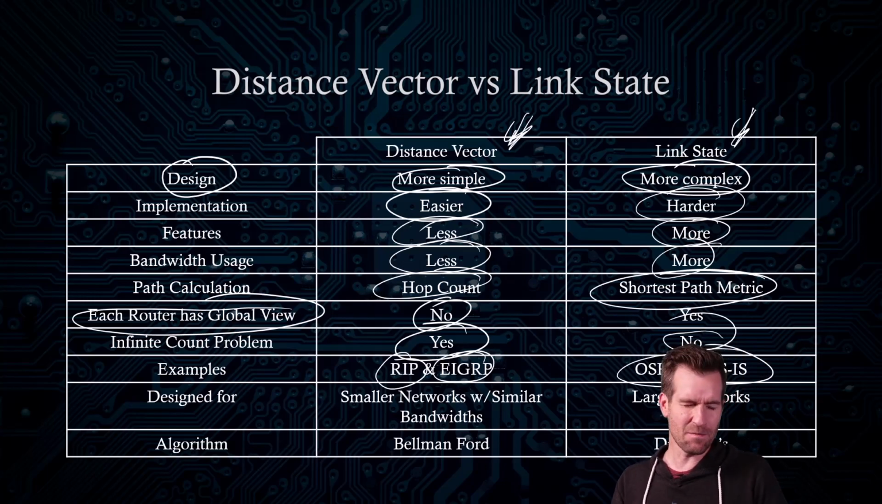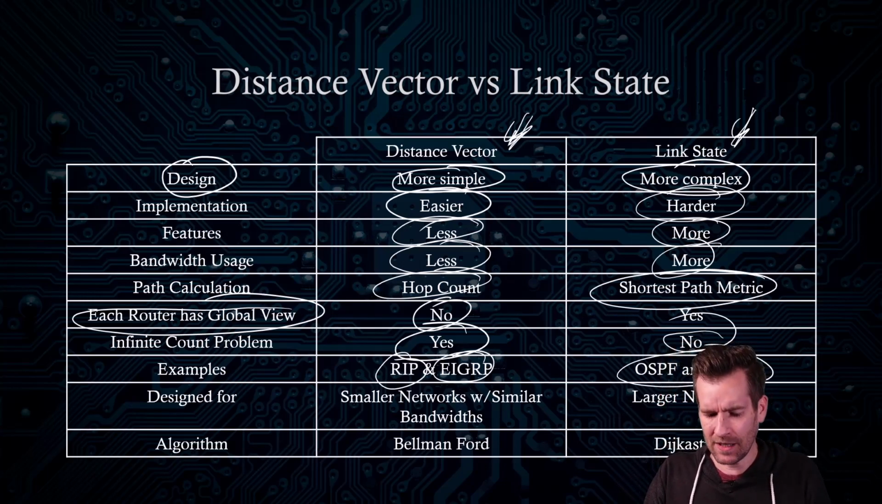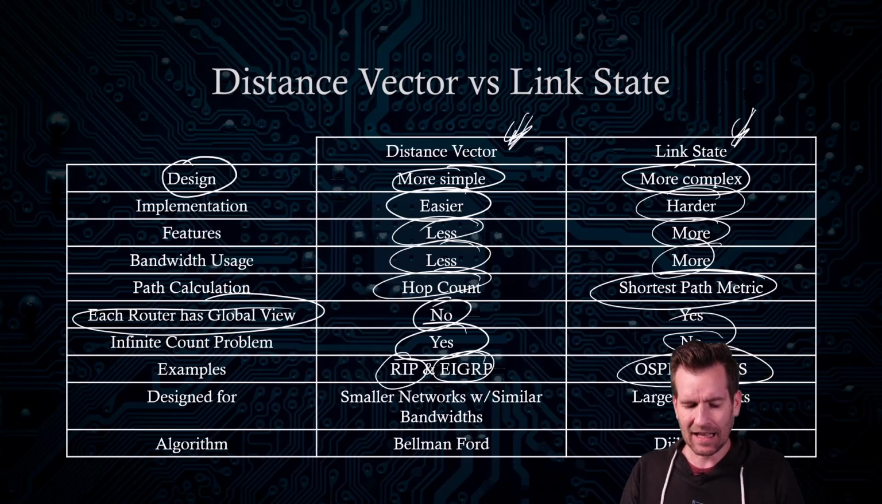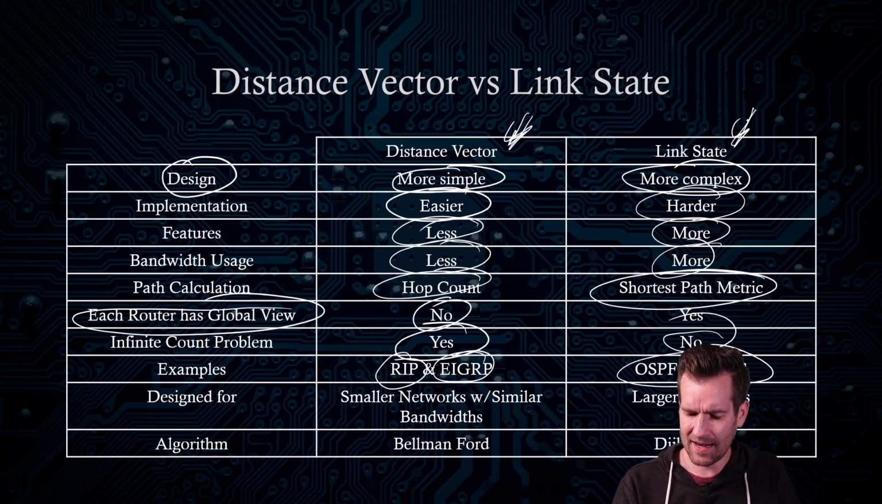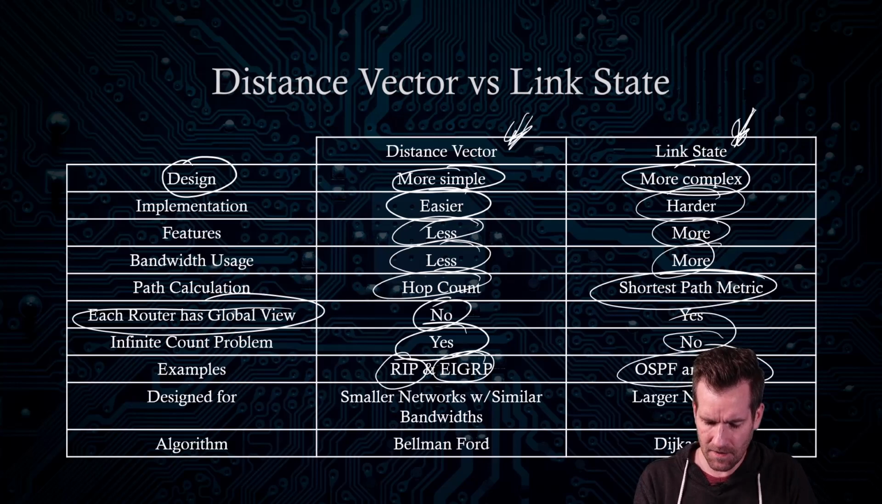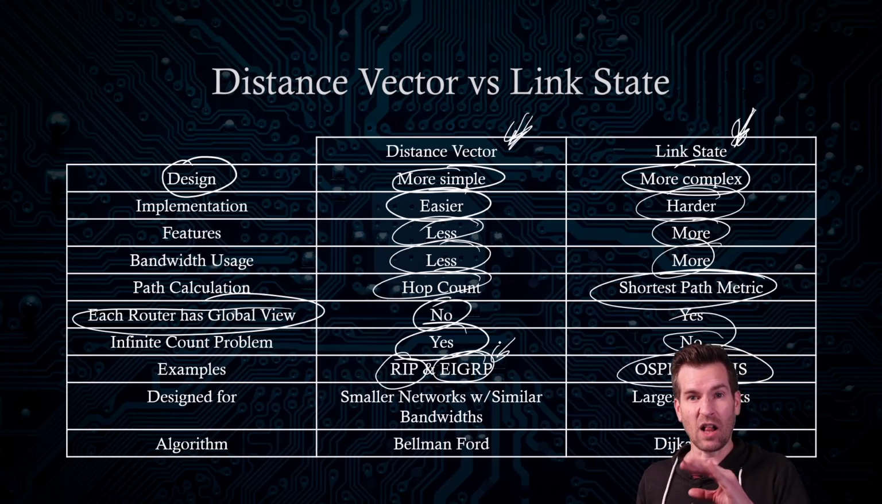EIGRP can be considered more of a hybrid. It really is distance vector in how it works, but it has a lot of extra functionality and quite a few advantages of the link state as well. So think of EIGRP as being a little more of a hybrid there.